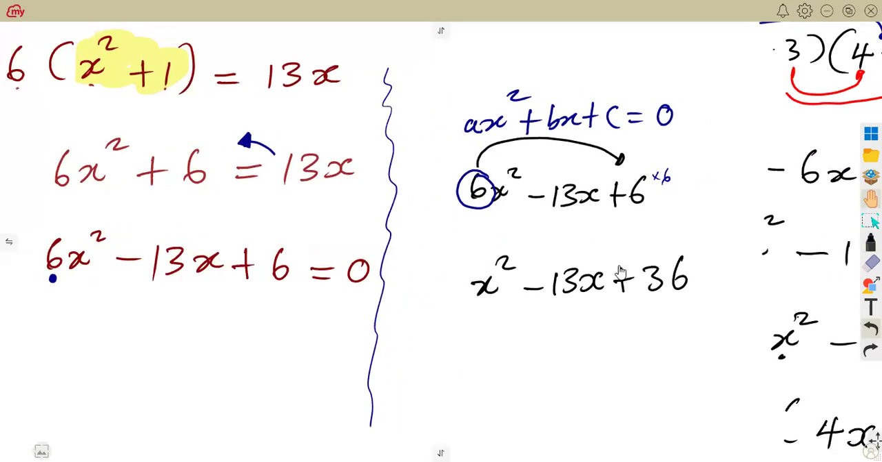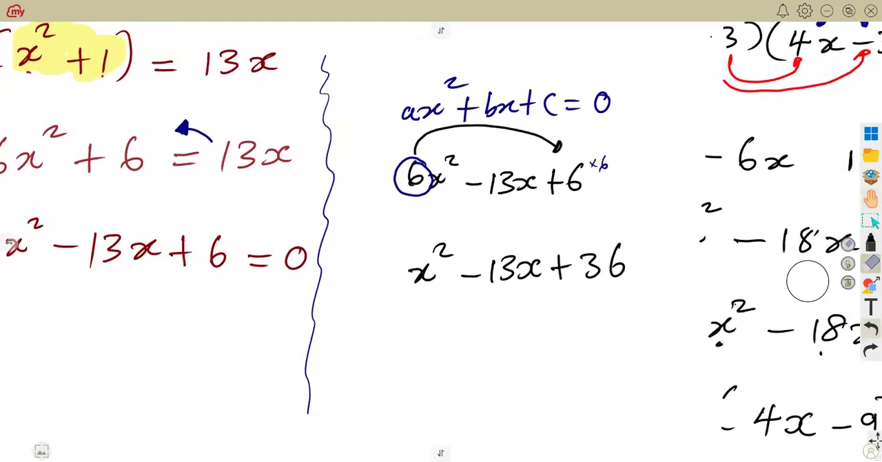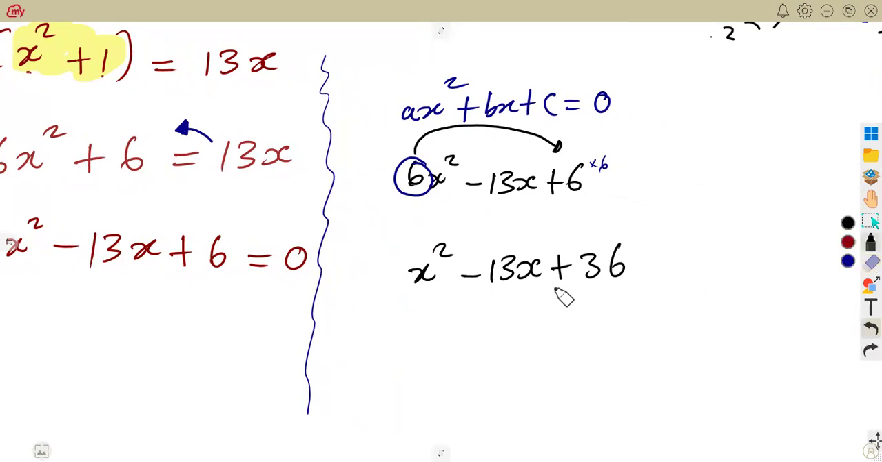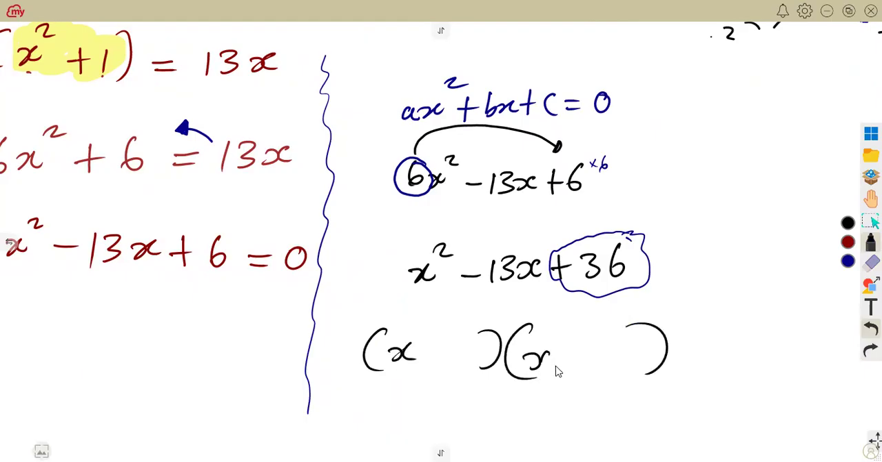So we have to factorize this, guys. We have factors of 36, but these factors add up to minus 13. Two numbers, you multiply them, you must get a positive 36. A positive 36, as we can see. So let us do this, guys. Remember, this is a trial and error. Both numbers must be negative.